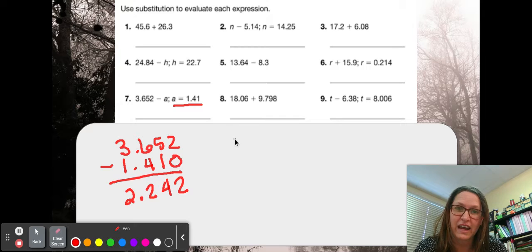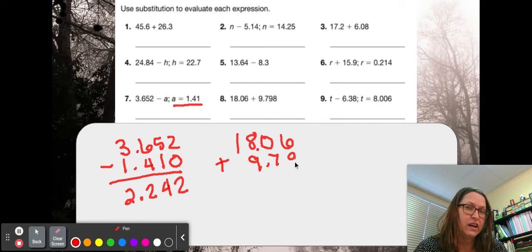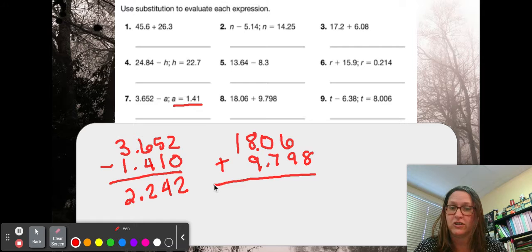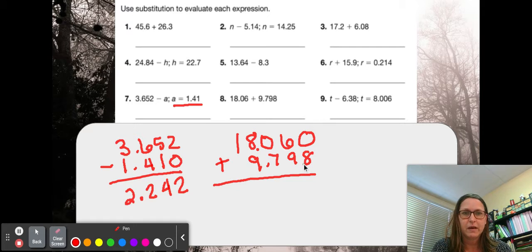Okay, for number 8, I have 18.06 plus 9.798. First thing I have to do is make sure I line up my decimals, which I've already done. Second thing I have to do is make sure it doesn't need any extra zeros, and this one needs an extra 0 here. Third step is I add or subtract it like a normal problem.